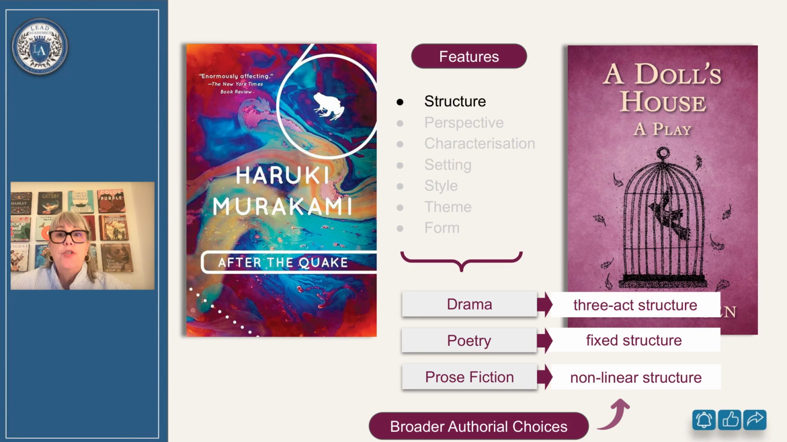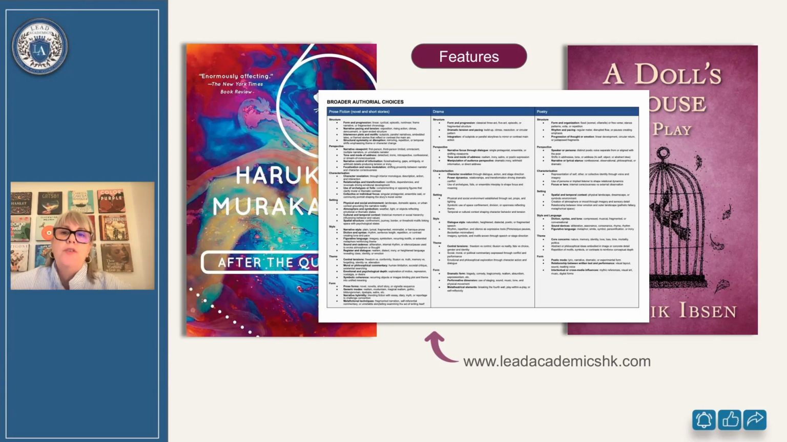In Paper 2, students compare and/or contrast these broader authorial choices to explore how writers shape meaning across different works. If you're interested in a comprehensive breakdown of these features into broader authorial choices across prose fiction, drama, and poetry, you can download this table on my website at leadacademicshongkong.com.